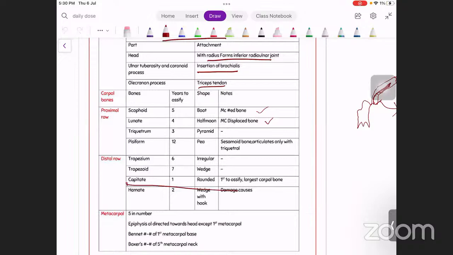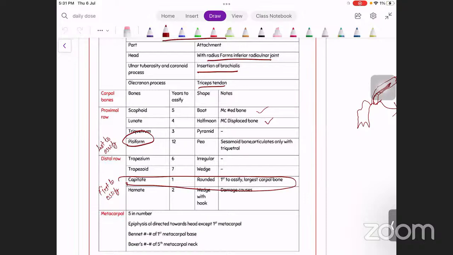And apart from that, an important highlight is which one is the first to ossify, which is your capitate. First ossification is seen in the capitate, while the last to ossify is your pisiform. Capitate is first to ossify, and it is also the largest carpal bone. And the pisiform is a P-shaped bone, which is the last to ossify.